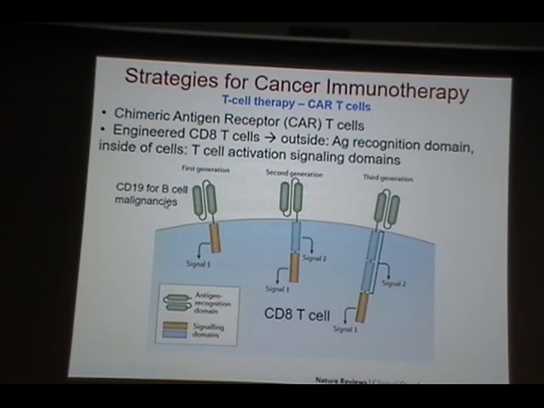So the idea is the antigen recognition antibody light chain on the surface of the cells can recognize the tumor antigens produced by the cancer cells. That will specifically activate those T cells. Then T cells can mount an immune attack on those cancer cells to kill them.